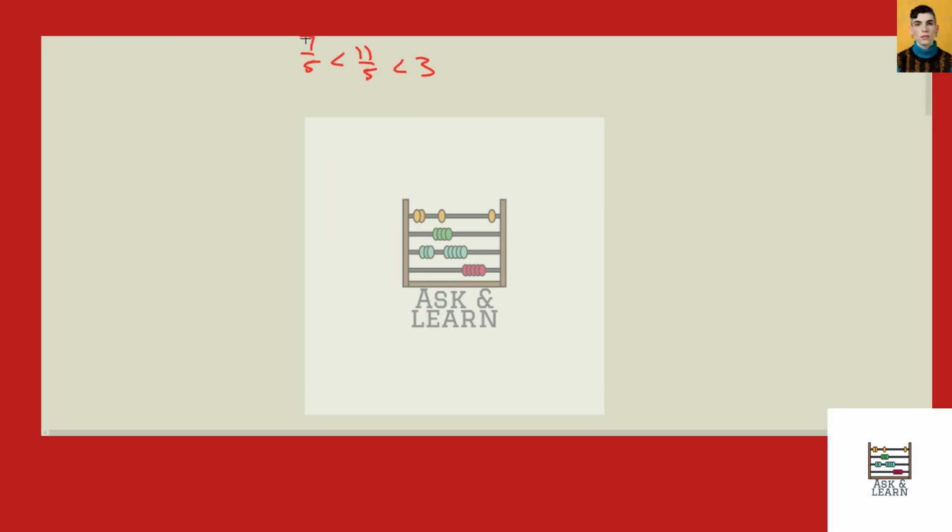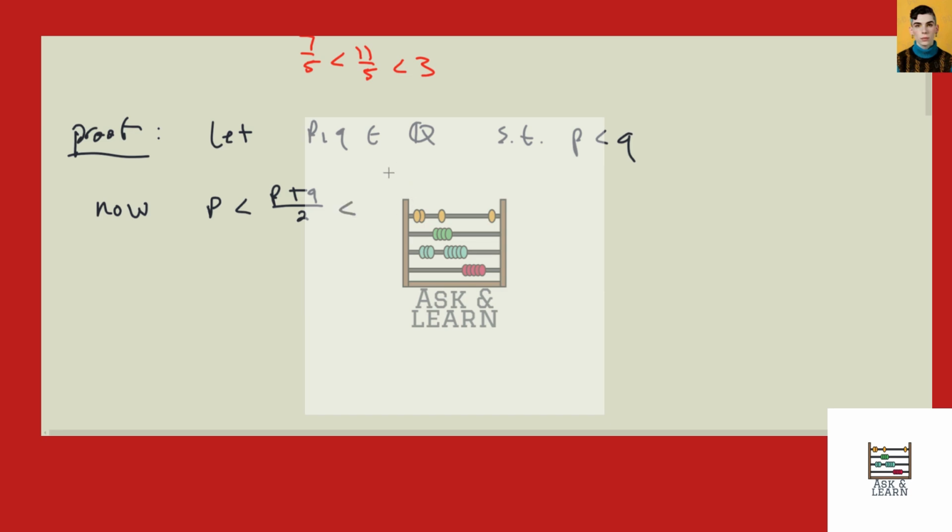All right, so proof. What we're going to do is first just let P, Q be arbitrary elements in Q, such that P is strictly less than Q. All right. Now we can do where P is less than (P plus Q) over 2, which is less than or equal to Q.